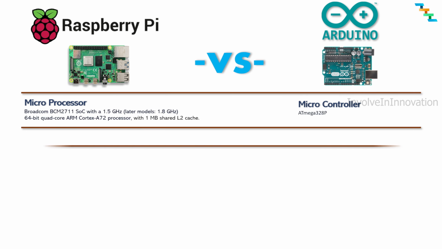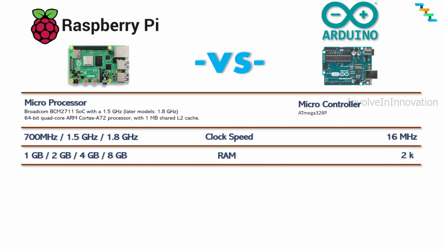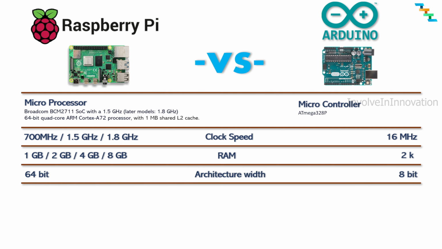The clock speed of Raspberry Pi ranges from 700 MHz in the older Raspberry Pi versions up to Raspberry Pi 3, and in Raspberry Pi 4 you have 1.5 GHz and 1.8 GHz. In the case of the Arduino microcontroller, it has 16 MHz. For RAM, 1 GB, 2 GB, 4 GB and 8 GB variants are present in Raspberry Pi 4, whereas the Atmega 328 has only 2 KB of RAM. For architecture, Raspberry Pi 4 is 64-bit, Raspberry Pi 3 is 32-bit, and Arduino is 8-bit.